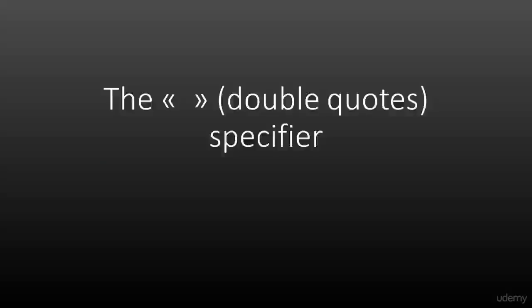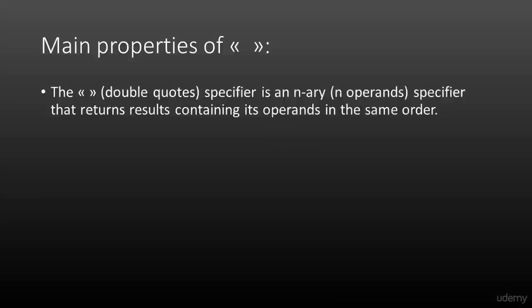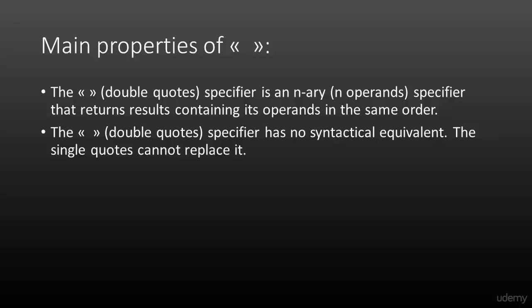Welcome to the lecture on the double quote specifier. The double quote specifier can take any number of operands. What it does is that it will return search results that contain these operands in the very order you wrote them. Keep in mind that the double quote specifier doesn't have any syntactical equivalent. For example, if you use single quotes, it's not going to work.